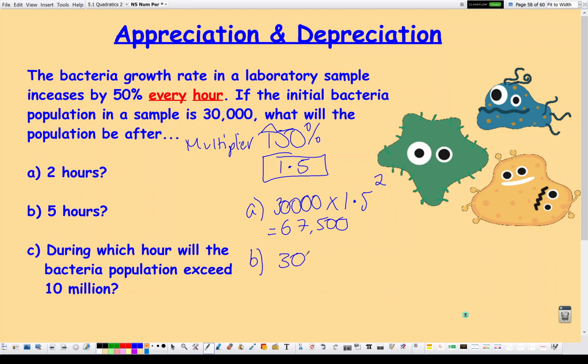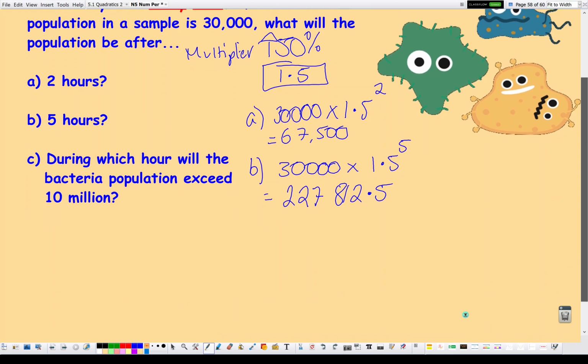Okay, what would the population be after 5 hours? Well, we're going to do 30,000 times 1.5 to the power of 5. That gives me an answer of 227,812.5. And then question C, during which hour will the population exceed 10 million?